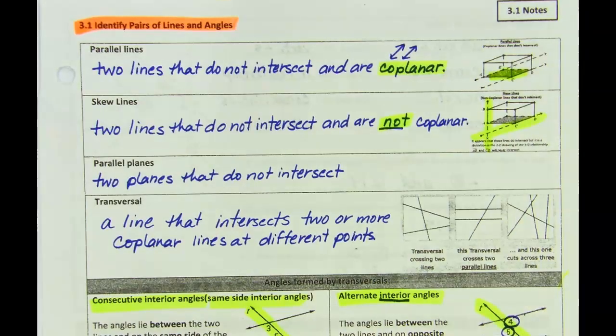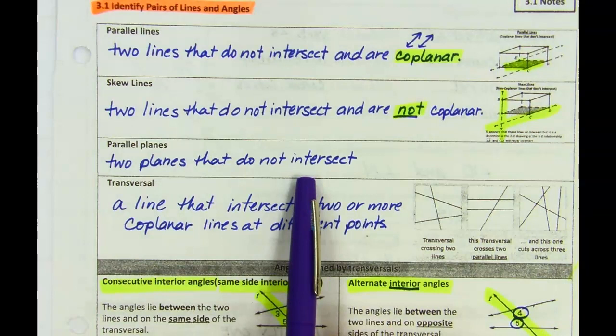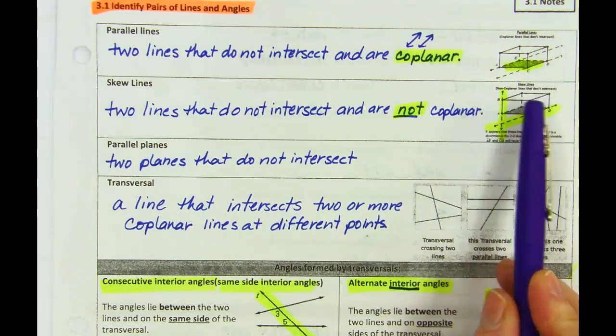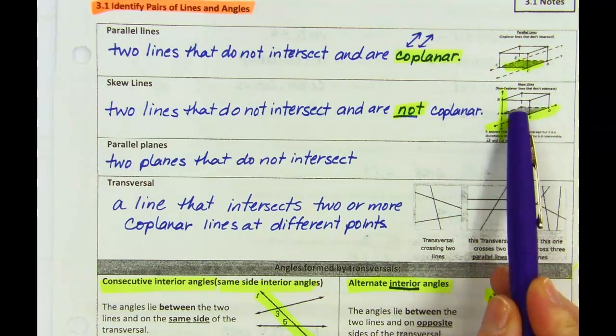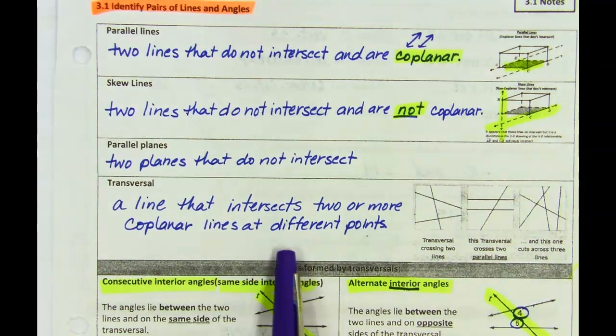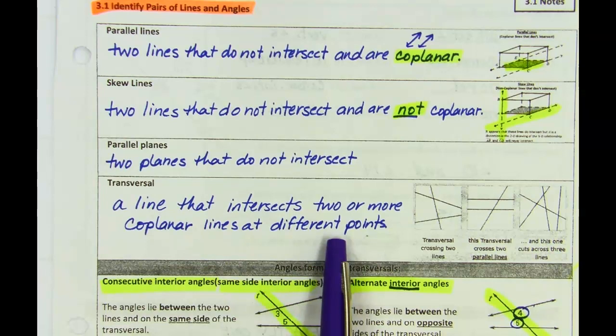Now, next that you copied was parallel planes. That is two planes that do not intersect. Think of the bottom and top of the box, or the sides parallel on the box, or the front and the back of the box. It's kind of like the floor and the ceiling. Now, that leads us to a very important definition, the transversal. That is a line that intersects two or more coplanar lines at different points.